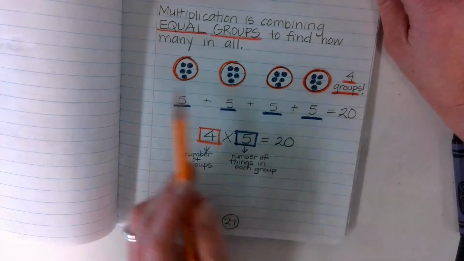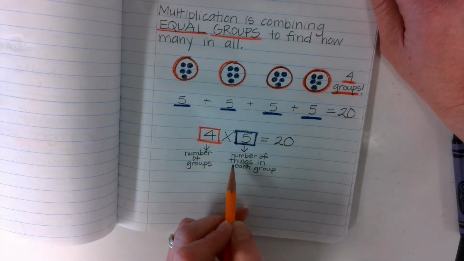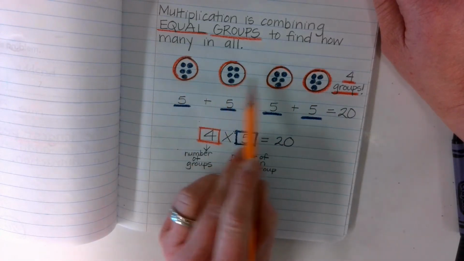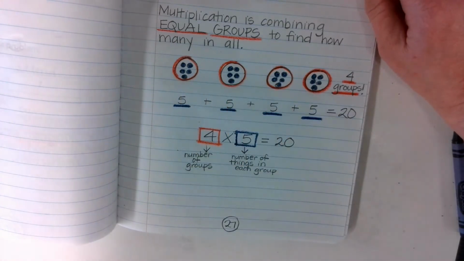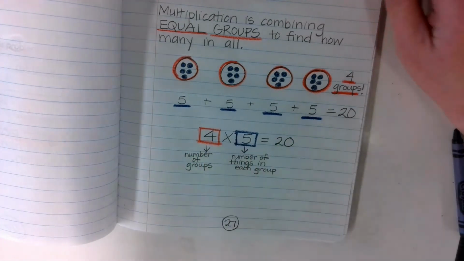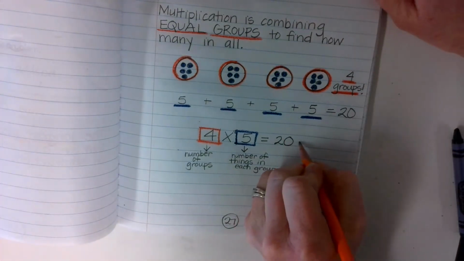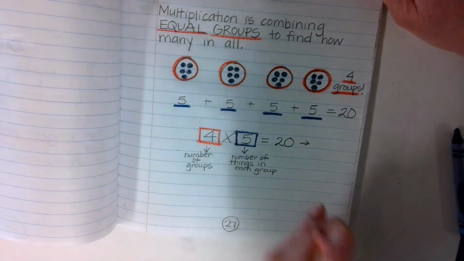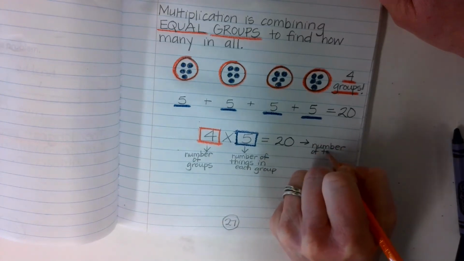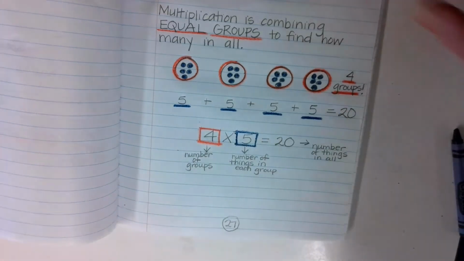1, 2, 3, 4. Four groups. Number of plates, number of groups. Okay. And then we have our second number, which is the number of things in each group. And in this case, it's grapes. So we have 5 grapes in each group. That gives us a total of 20. So this is the number of things in all, or total, the total.